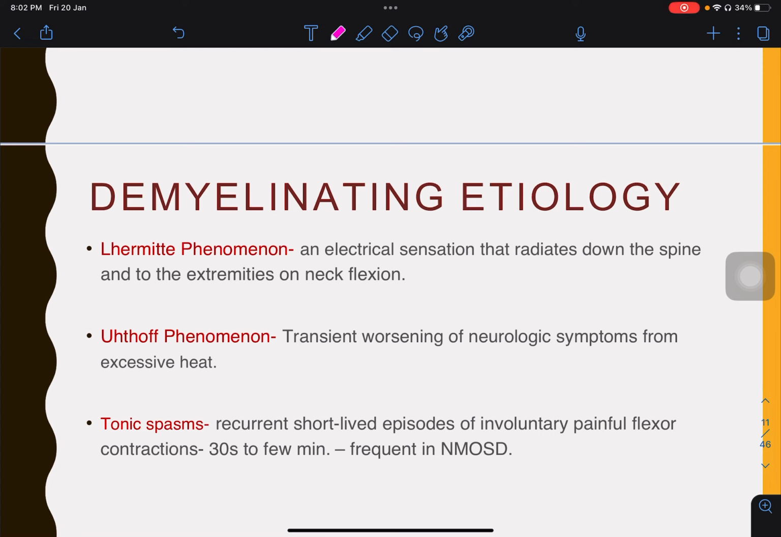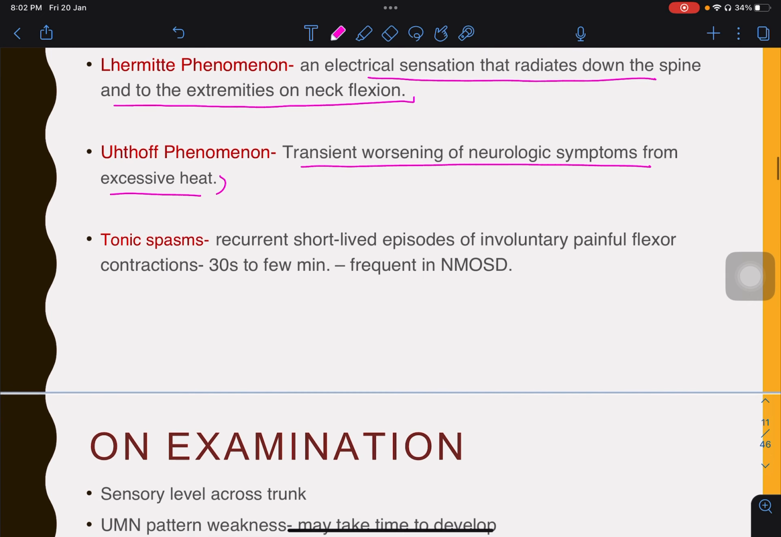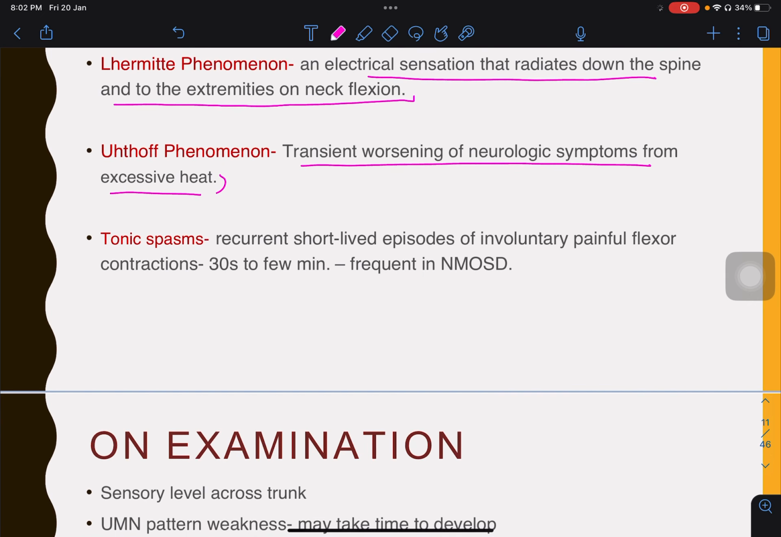So if there's a demyelinating etiology, there are characteristic phenomena that you must remember. First is the Lhermitte phenomenon, an electrical sensation that radiates down the spine and to the extremities on neck flexion, also known as the barber chair sign. Second is the Uhthoff phenomenon: a transient worsening of neurological symptoms from excessive heat. Classically, both are associated with multiple sclerosis and a demyelinating etiology.